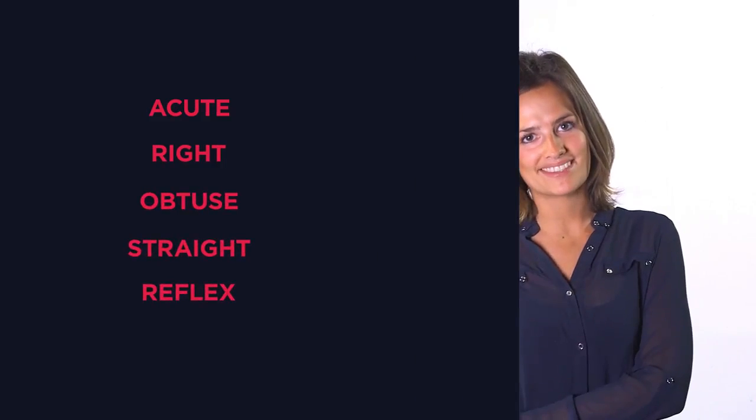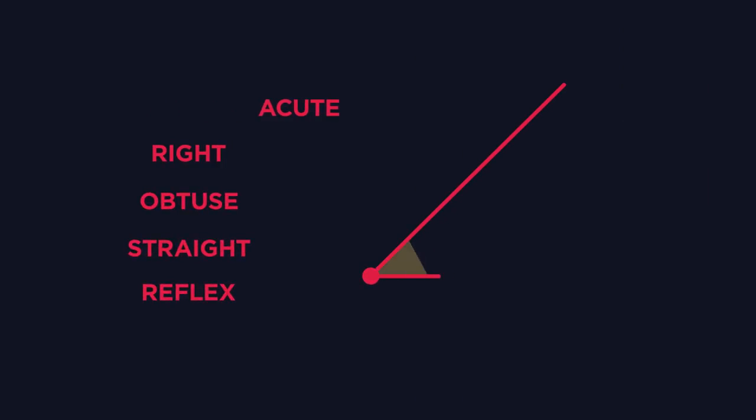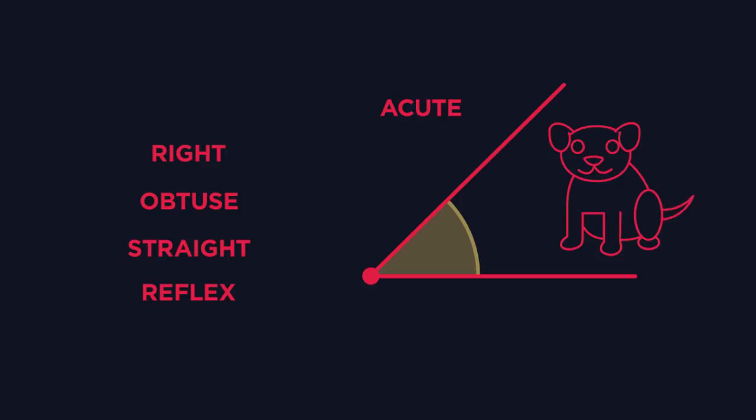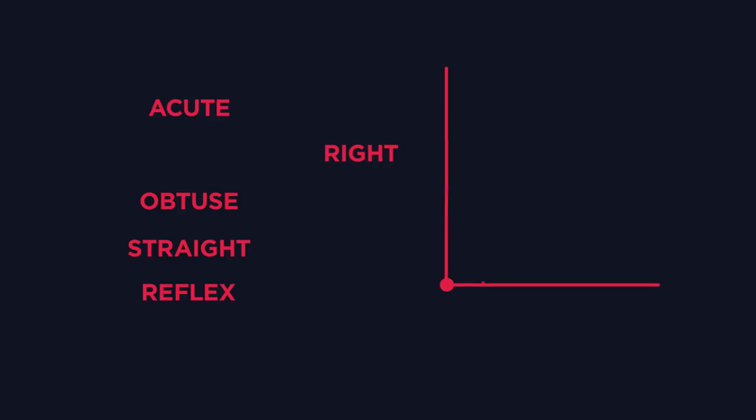Angles of different sizes have different names. Acute angles are less than 90 degrees. Think of small cute puppies. Cute, acute means small. Right angles are exactly 90 degrees, like in squares. Notice how right angles are always shown with a box rather than a curve. That's only for 90 degrees.